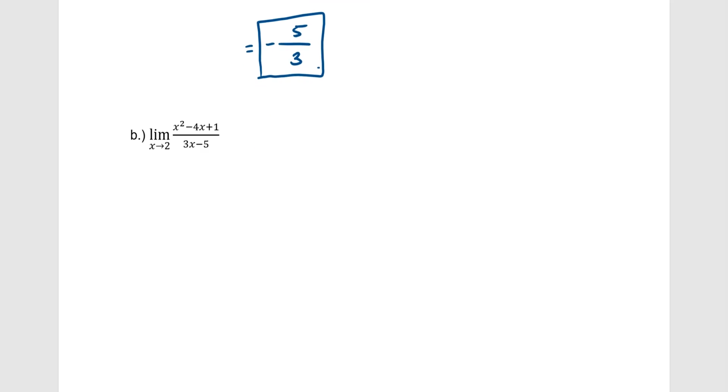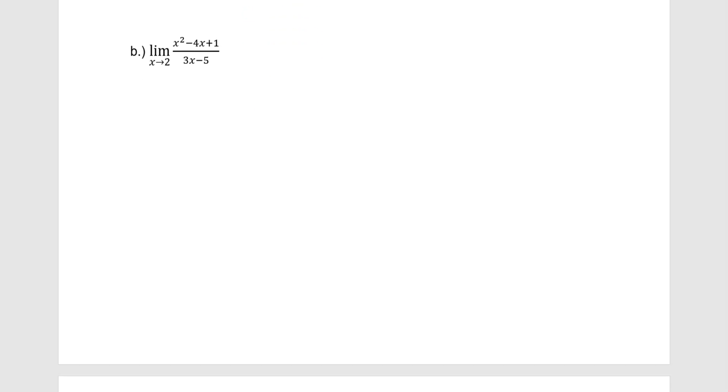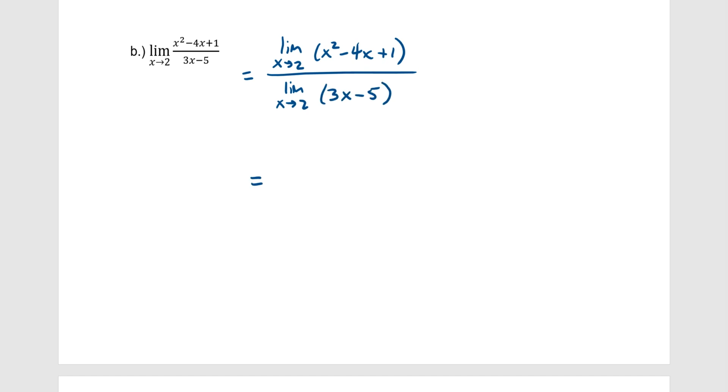Okay, and then for this next one, we have the limit of x squared minus 4x plus 1 over 3x minus 5 as x approaches 2. So once again, let's set up doing the limit in the numerator divided by the limit of the denominator, and we're going to do them separately and then divide the answers, and then we will be done. So if we calculated the limit in the numerator, we should get -3. In the denominator, we should get 1. So -3 over 1, this gives us an answer of -3.